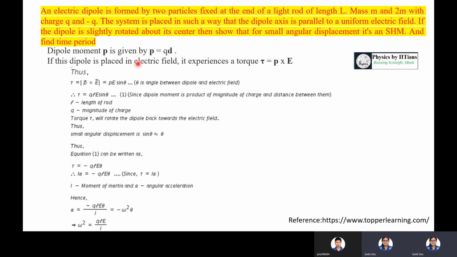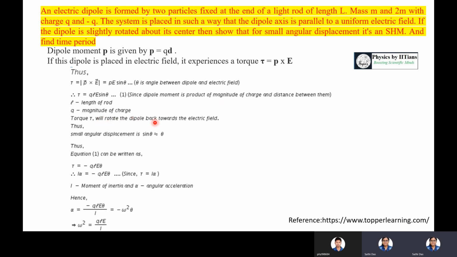If this dipole is placed in an external electric field, it will experience a torque tau equals P cross E. So tau equals P sine theta, where theta is the angle between the dipole and the electric field. So tau is Q into L sine theta. Since the dipole moment is the product of the magnitude of the charge and the distance between them, let us take P equals Q into L, where L is the length of the rod and Q is the magnitude of the charge.